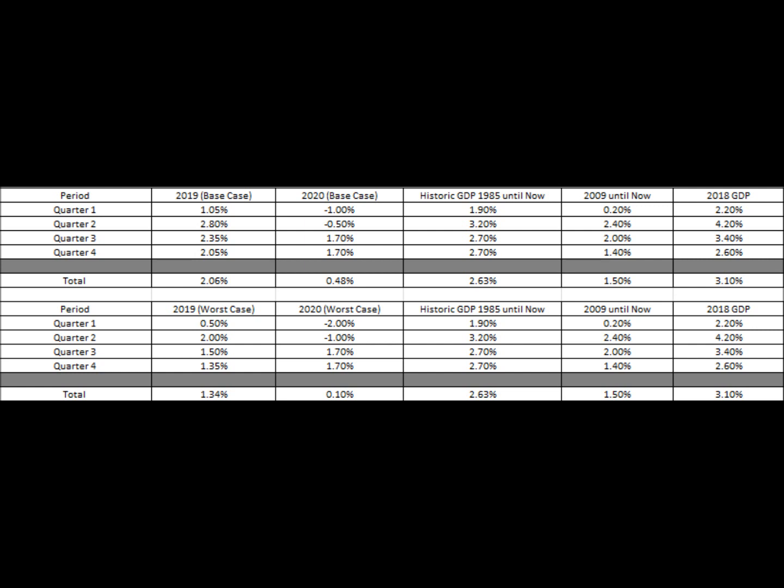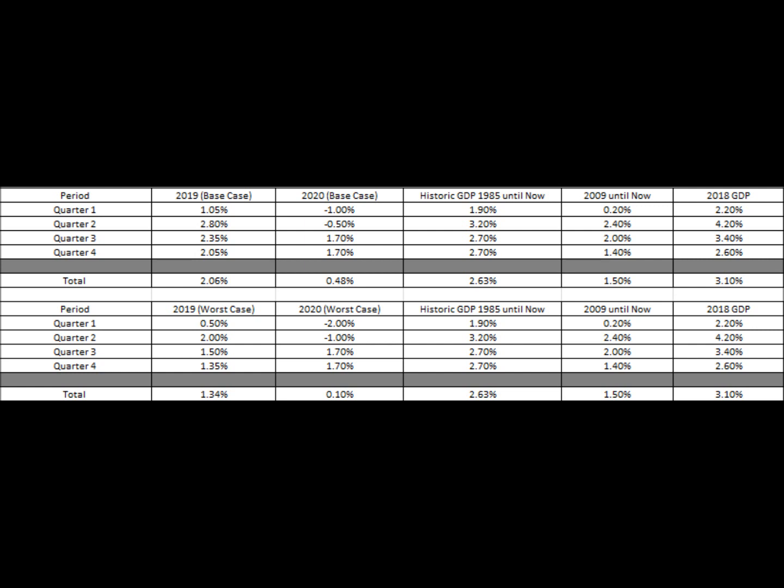And then if that were to happen in 2019, the worst case would create a substantially worse case in 2020, where the first quarter in 2020 would be negative 2% growth for real GDP. Then in the second quarter, it would be negative 1% growth for real GDP. And then we get a bounce back to 1.7% and back to trend growth, 1.7% for the third and fourth quarter, which would give me 0.1% for the full year for the worst case in 2020.